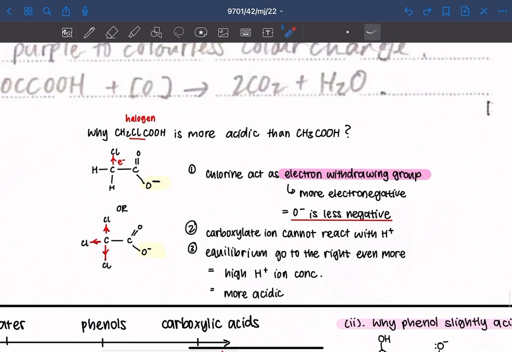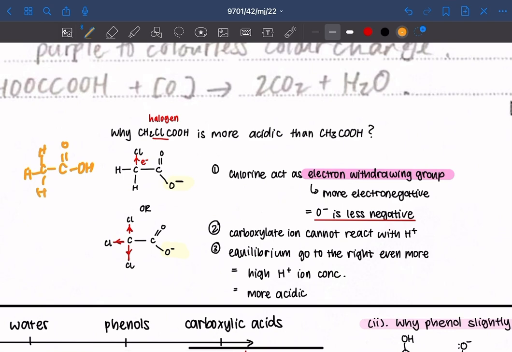So why is chloroethanoic acid more acidic than ethanoic acid? Chloroethanoic acid has two C atoms, C bonded to C, bonded to O, bonded to OH actually, bonded to H, H, and with one of the H interchanged with a Cl atom. Meanwhile, CH3COOH is just CH3COOH with all its H atoms. So it's pretty much the same, the only difference is a Cl atom instead of an H atom.